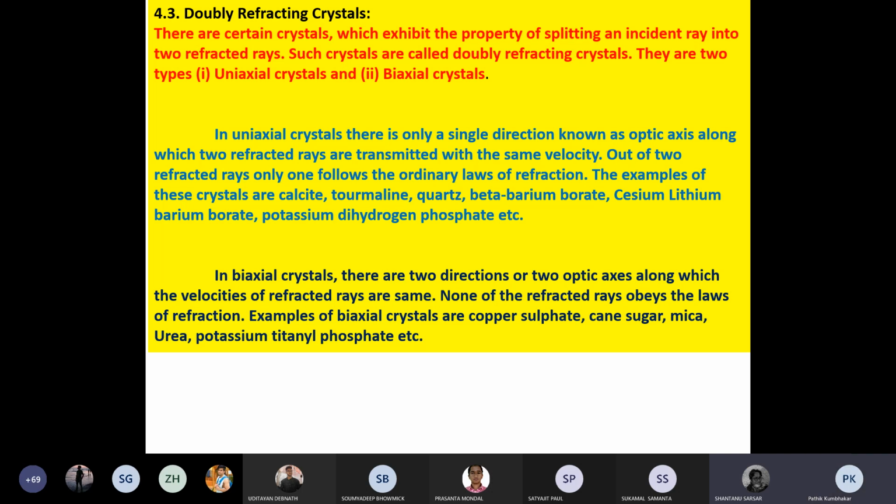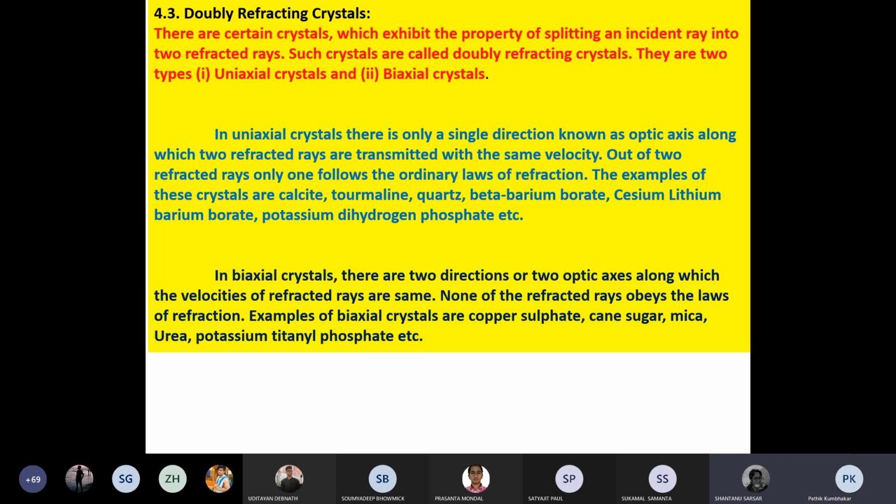And there are certain other crystals which have two directions, as I told, and none of the refracted rays obeys the laws of refraction. An example of biaxial crystals is copper sulfate. In biaxial crystals, there are two directions, or two optic axes, along which the velocities of the refracted rays are the same.